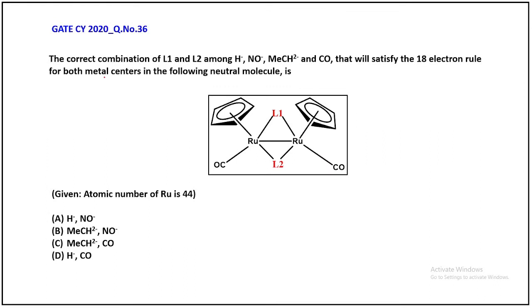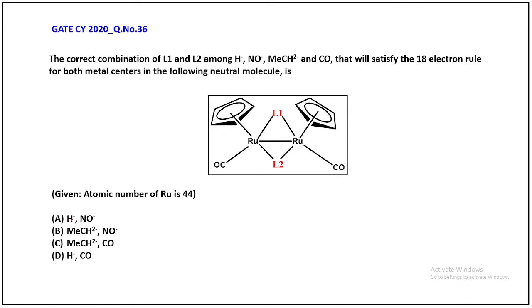Hi all, here we will be discussing question number 36 from GATE Chemistry 2020. The correct combination of L1 and L2 (Me, H minus, NO minus, MeCH2 minus and CO) that will satisfy the 18 electron rule for both metal centers in the following neutral molecule is. Given atomic number of ruthenium is 44.